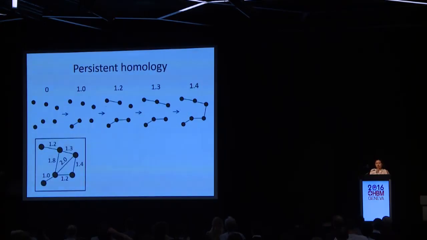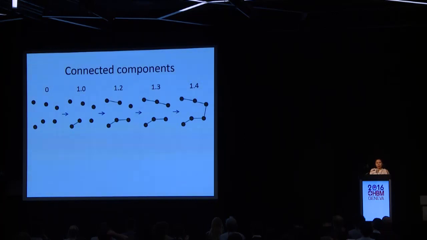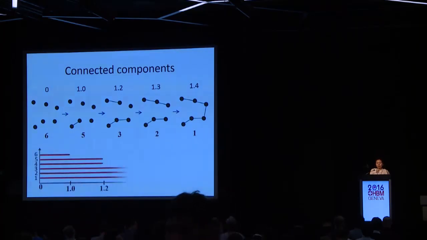So persistent homology finds the connected components and holes by varying the threshold in this way. Let's try to count the number of connected components. At threshold 0, there are 6 connected components, and at threshold 1, 5 connected components. At threshold 1.2, there are 3 connected components. Persistent homology also provides a visualization tool for this information. It is called a barcode. The horizontal axis of the barcode is the threshold. Each bar represents a connected component.